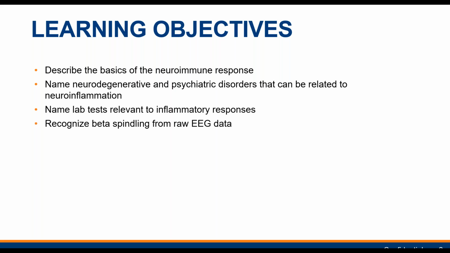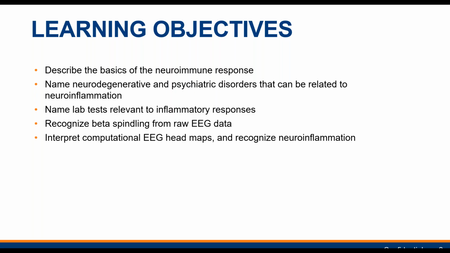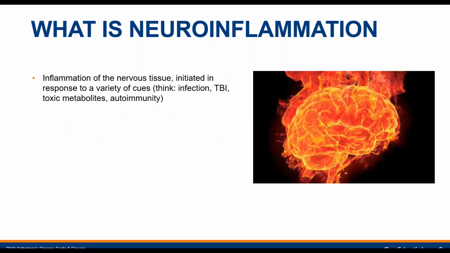I want you to be able to name lab tests that are relevant to the inflammatory response. And then recognize beta spindling from your raw EEG data that you'll get back on your EVOX assessments. I know usually we play in the quantitative world. We are going to be talking about how to interpret head maps. That's our last learning objective of the day. But I want you to recognize beta spindling as well. So we'll talk briefly on that raw EEG signal. And finally, I want you to be able to describe a couple other neurophysiology biomarkers that tend to go hand in hand with neuroinflammation, not necessarily representative of neuroinflammation in and of itself, but a lot of biomarkers that you'll see that kind of go along with this type of pattern.